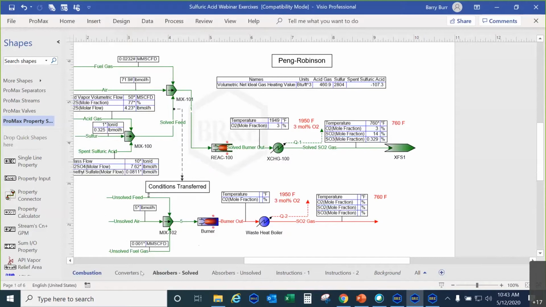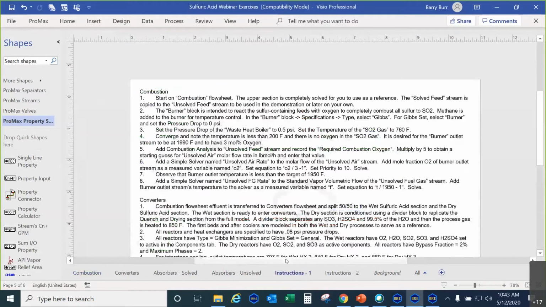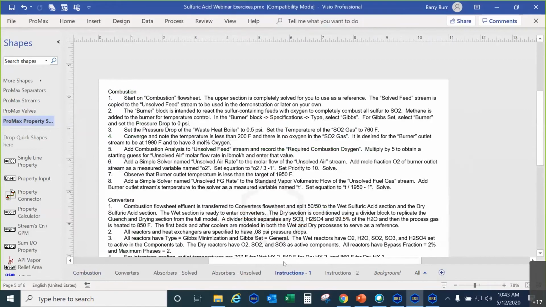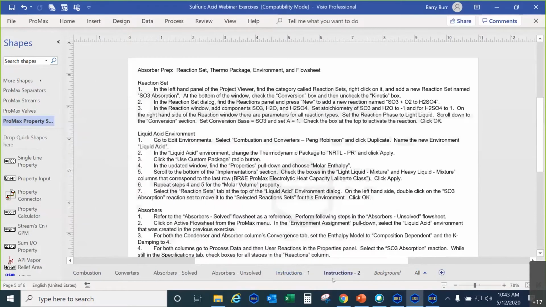On top of that, there are instructions provided for the exercises. So over here we have the flow sheet itself, where we're going to make modifications and perform the simulation, but we're going to use the instructions I've written over here. In this sheet called Instructions 1, I've got all of the instructions needed to perform the combustion flow sheet exercise. And then I've got the converter flow sheet exercise, all the instructions for that. And then on Instructions 2, we go through how to create a reaction set, because we need that reaction set in all of those reactive distillation columns that do SO3 absorption. So that reaction set needs to be defined.